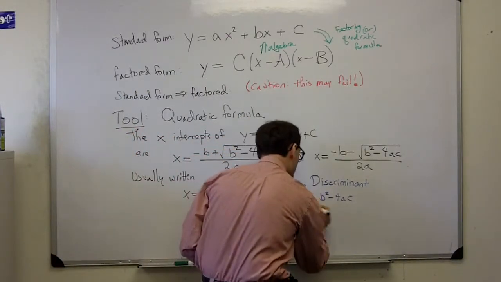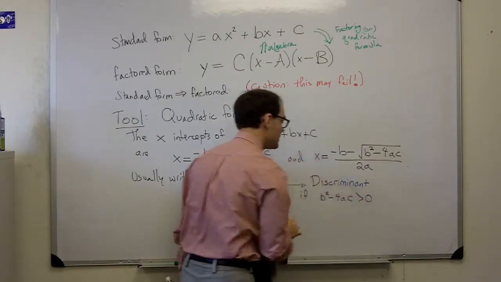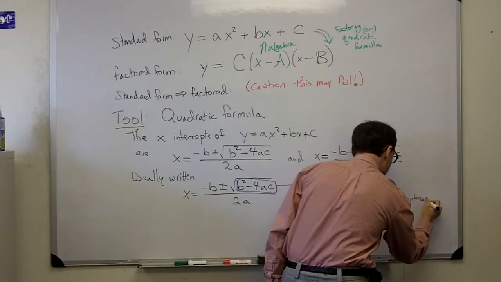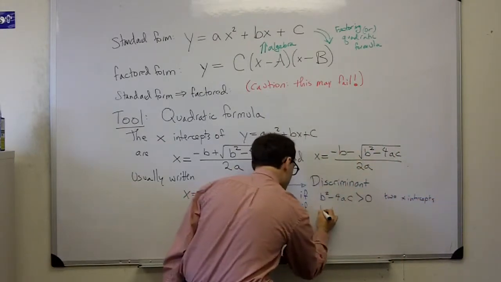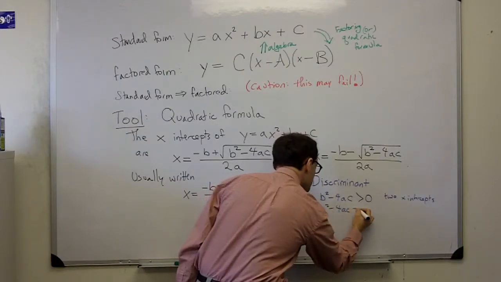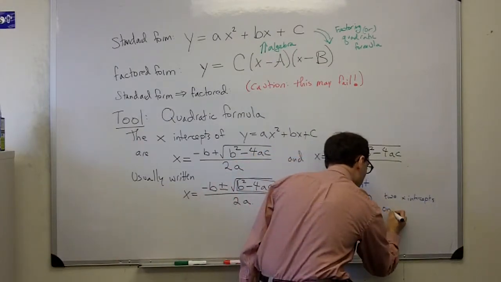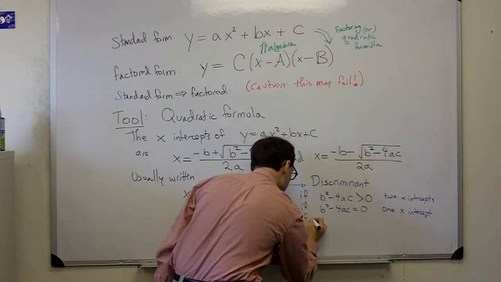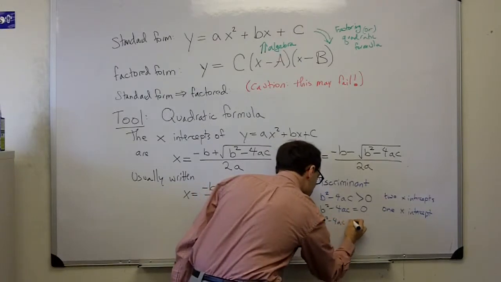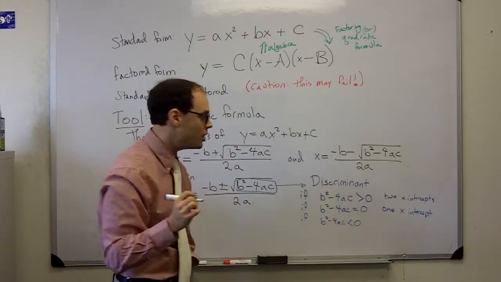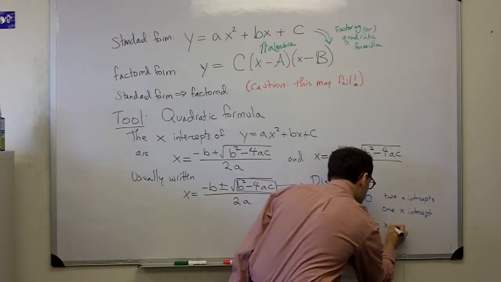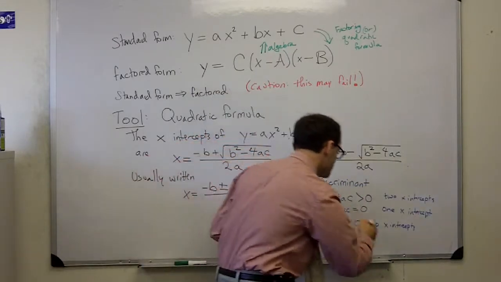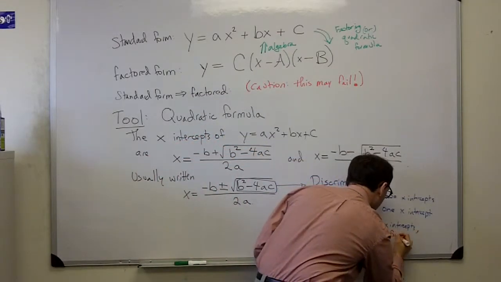So if this guy here is positive, then you get 2 x-intercepts. If b squared minus 4ac is equal to 0, then you get 1 x-intercept. And if b squared minus 4ac is less than 0, then there is no factored form. There are no x-intercepts. And in particular, there is no factored form.